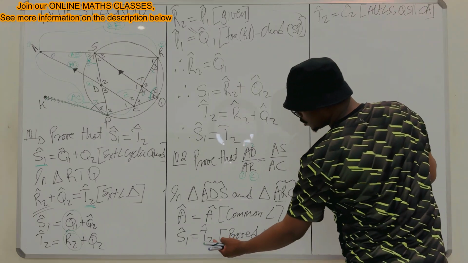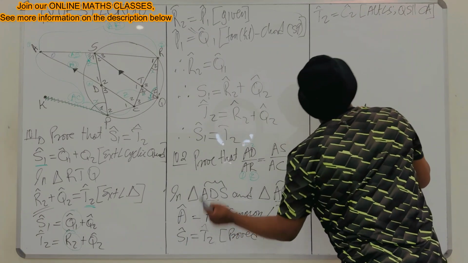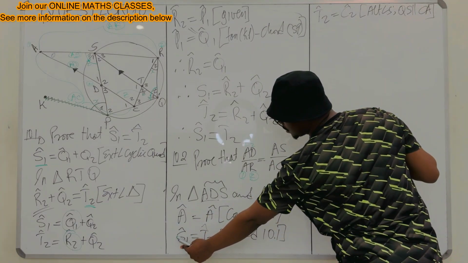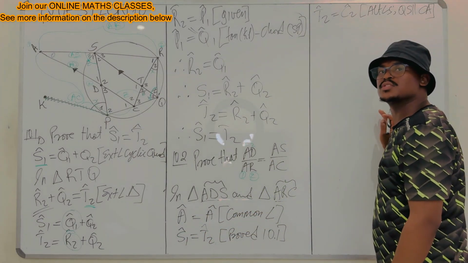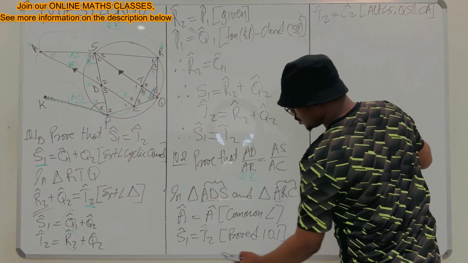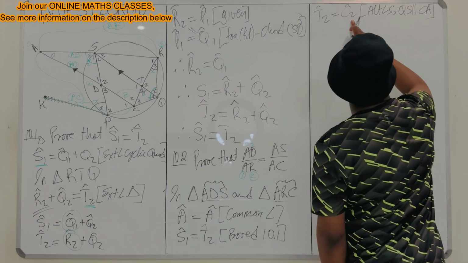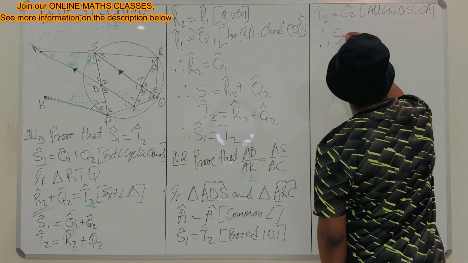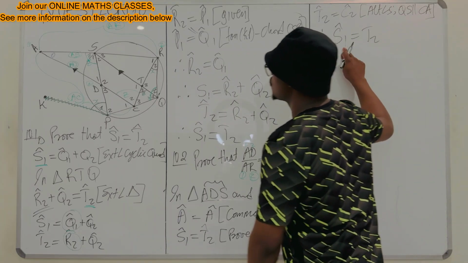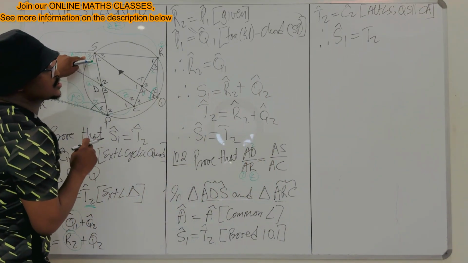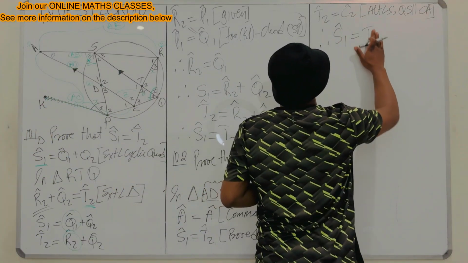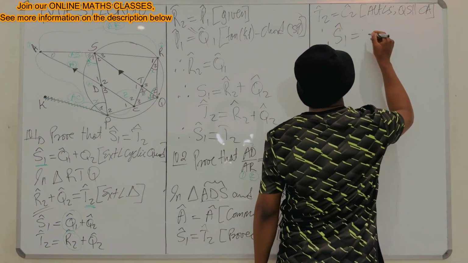So look now, your S1 is equal to T2. Your T2 is equal to C2, which means your C2 and S1 are the same as well. Because if two things are equal to the same thing, they should be equal as well. You can say, look, S1 is equal to T2 and T2 is equal to C2. Therefore, your S1 and C2 are also the same.